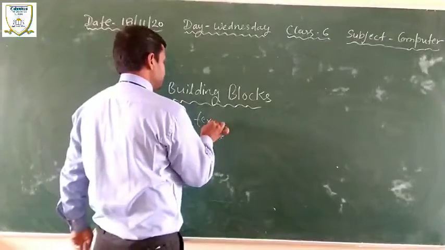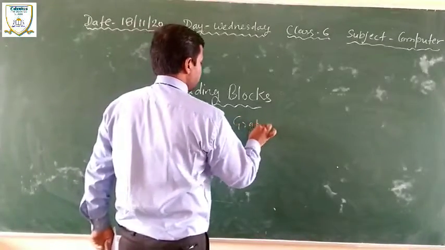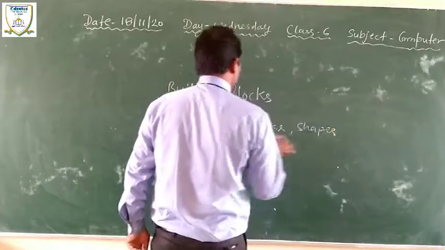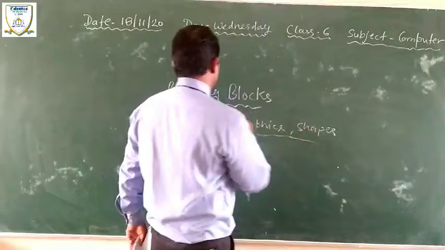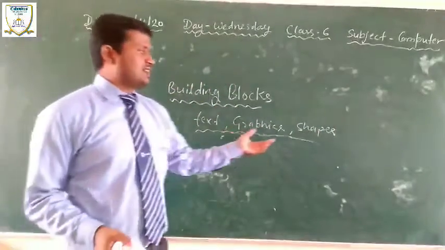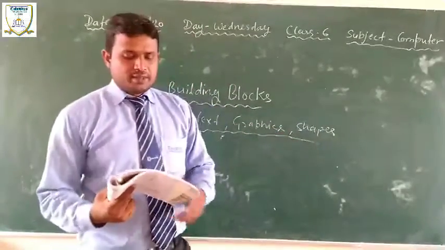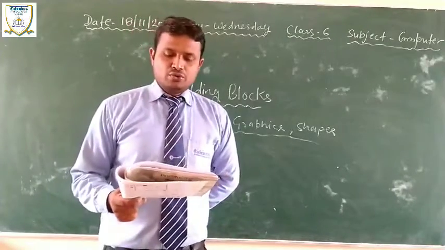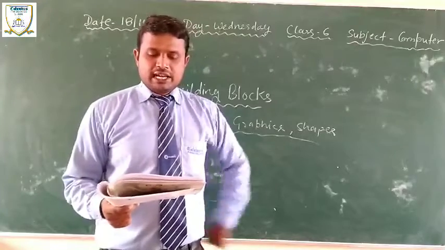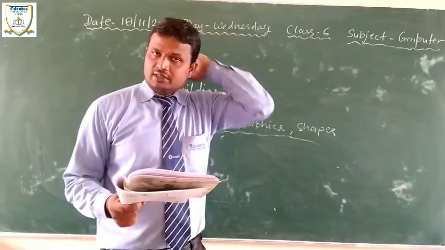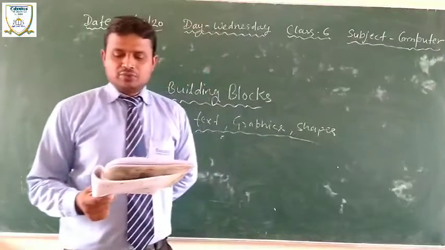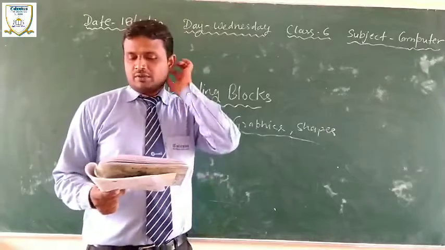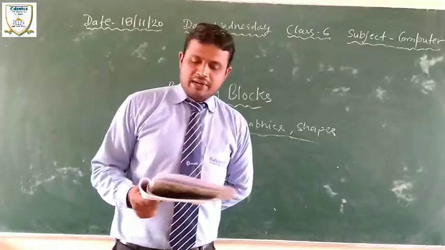It is a combination of text, graphics and shapes. The building blocks are a combination of text, graphics, shapes and other objects. Now, the building blocks can be accessed and reused at any time. There are 5 types of building blocks in Publisher, out of which 4 are available in the building blocks group, and the 5th, business information, is available in the text group.